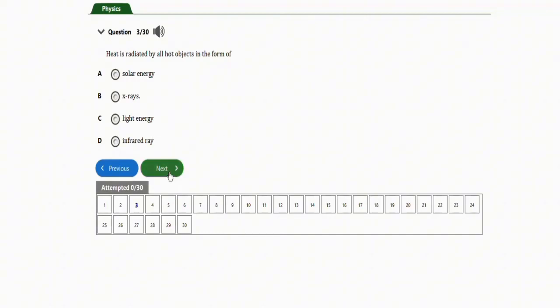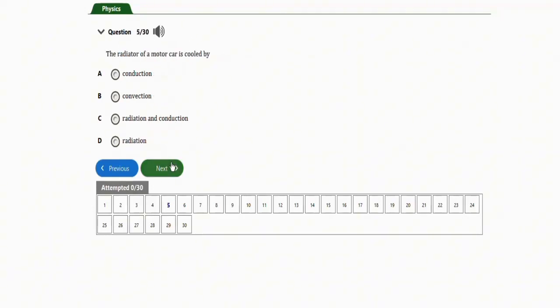Alright, so the next question is this one. It says ice cubes are added to a glass of warm water. The glass and water are cooled by, alright, we have convection only, convection and radiation, conduction only, conduction and convection. So guys, the correct option to this question is conduction and convection, option A. Alright, so take note of this question as well.